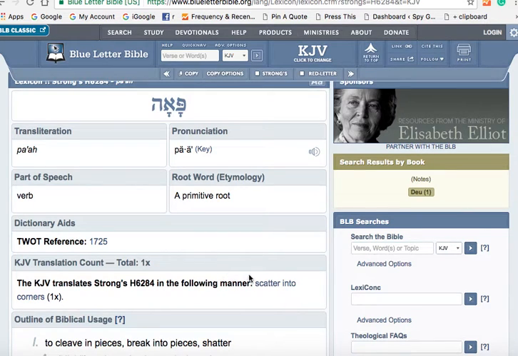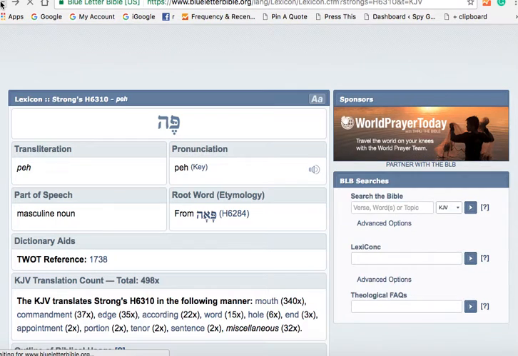Now, that's been interpreted into the English as meaning scatter into corners, and it's only used 1 time. But if you look at the word on either side of this, you can do this without having the physical book, by going to words on either side of the actual number of 6284, maybe from 6280 to 6288, to find more of a specific idea of what is actually being meant by this particular word.